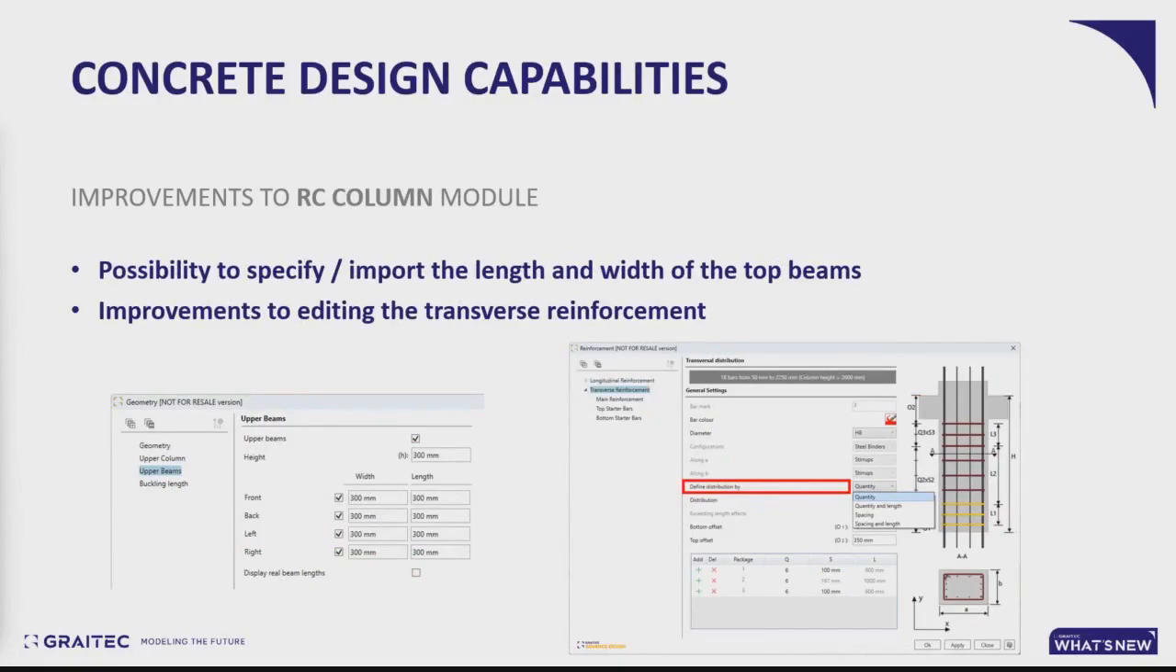The next slide is for RC column module. First, we can now define or import from advanced design model the geometry of upper beams, which can be used for automatic determination of column backing lengths. The next point is for editing bars, and more specifically, we can select several methods for defining the distribution of transversal bars, which make it easier to edit or redefine bar distributions.